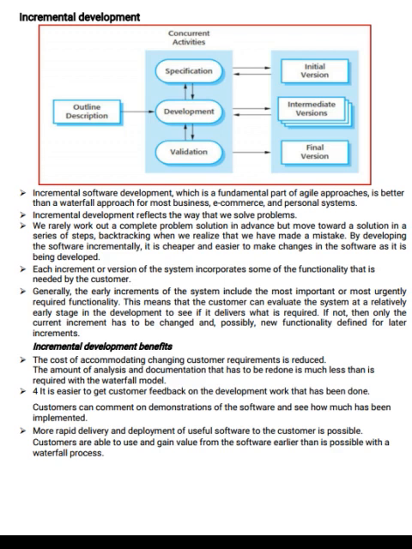By developing the software incrementally, it is cheaper and easier to make changes in the software as it is being developed. Each increment or version of the system incorporates some of the functionality that is needed by the customer. Generally, the early increments of the system include the most important or most urgently required functionality. This means that the customer can evaluate the system at a relatively early stage in the development to see if it delivers what is required. If not, then only the current increment has to be changed and possibly new functionality defined for later increments.